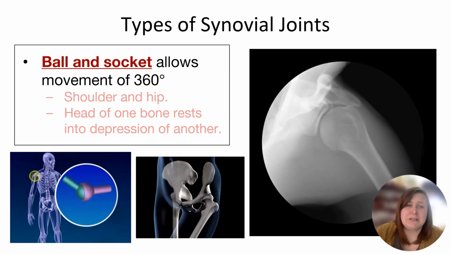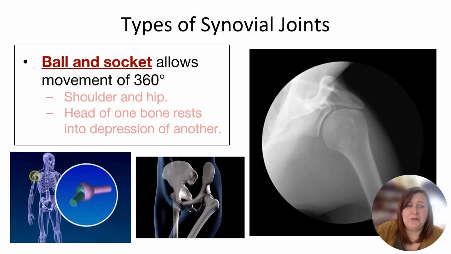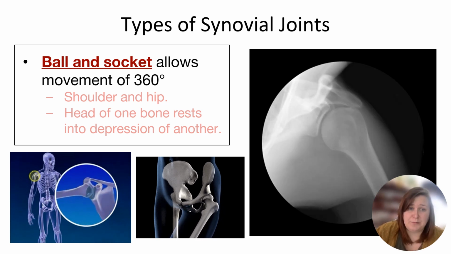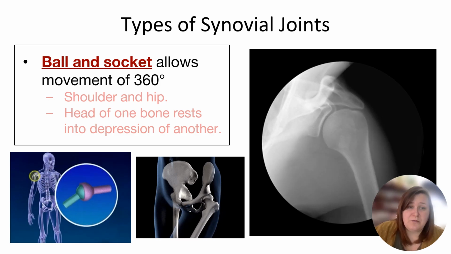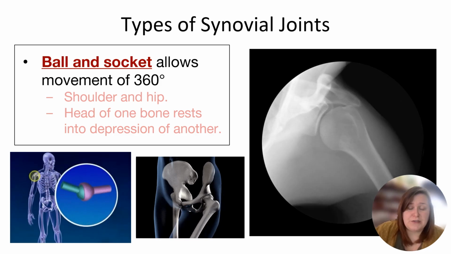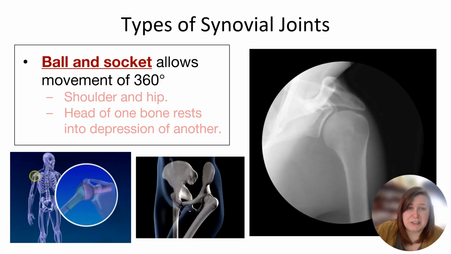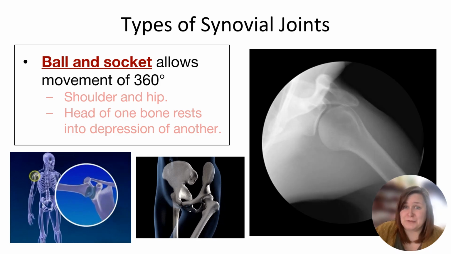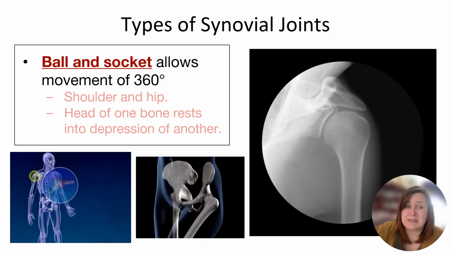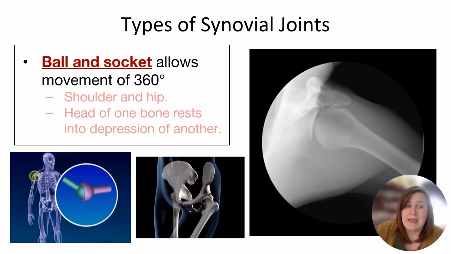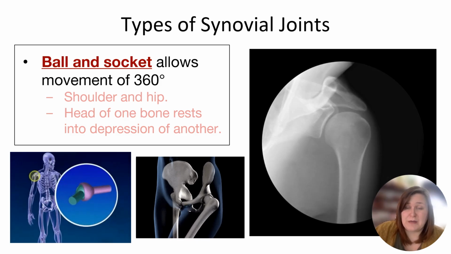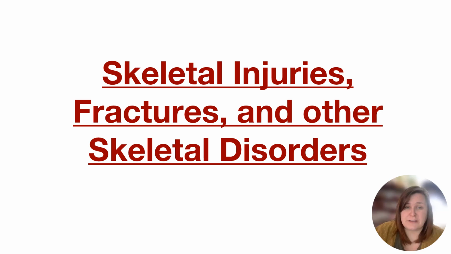We also have ball and socket joints. So this is going to allow 360 movement, like in your hip bone. You also have this in your shoulder. This is going to be where the head of one bone is going to rest into the depression of another. These are really cool joints. Again, it's giving you the most movement, but they are also the most fragile and the most prone to coming out of socket because they are so exposed.